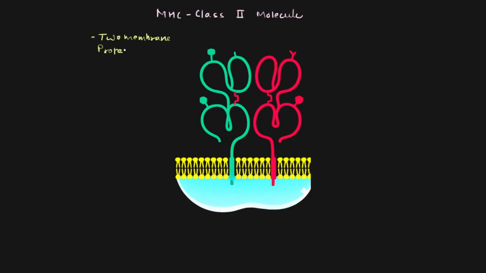It has two membrane proteins, specifically alpha and beta. So you can see in green you have alpha, and in red you can see this is the beta chain. So two independent chains are there, as in MHC class 1. Basically in MHC class 1 the beta chain is very small. In this one it's not. It's almost equal in size.